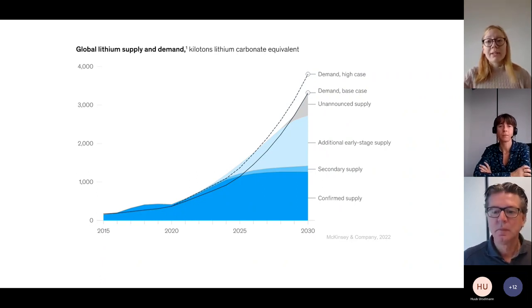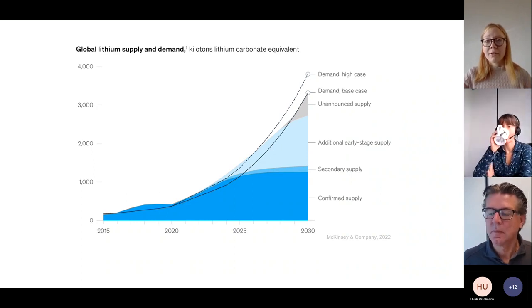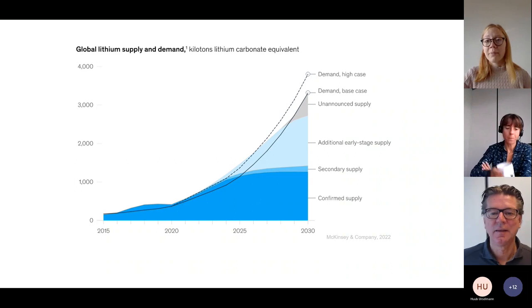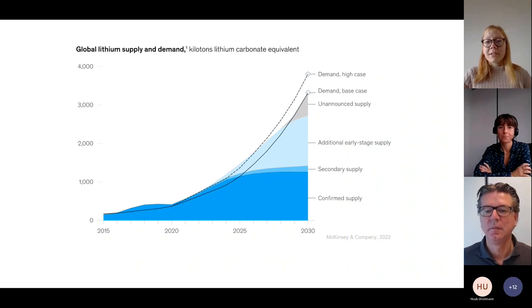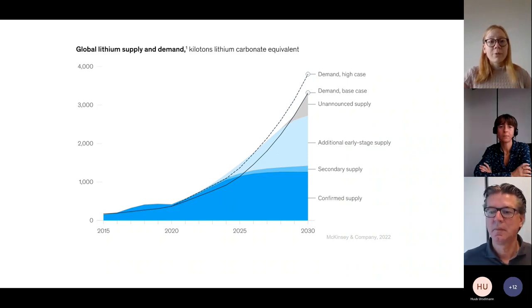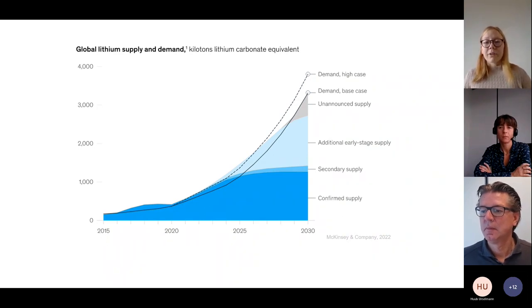We don't know when exactly it would be feasible to extract lithium from these sources. And then we still have that gray area of unannounced supply. So supply that doesn't actually exist yet. We don't know if we can meet this supply. And to me, this graph shows the problem itself. We have this increasing demand of materials. We have lithium for batteries across all of the different strategic sectors. And we are not sure how we're going to supply this lithium.